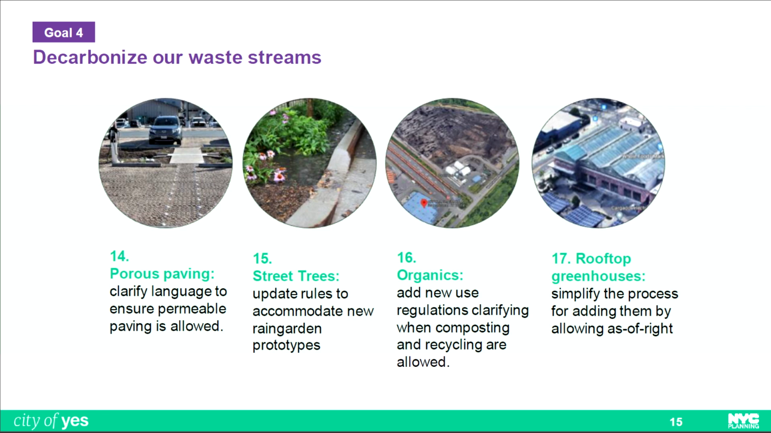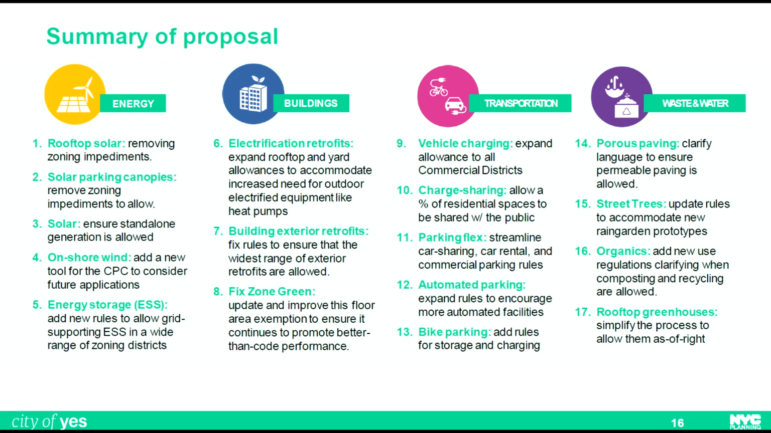So zoning can help decarbonize our waste streams in 4 key ways. The first, permeable pavers. We are seeking to clarify zoning's paving rules to ensure that permeable paving, which allows water to infiltrate into the soil right where it falls, is always allowed. Second, with street trees, updating our zoning street tree requirements to allow for new high-performance tree bed types like connected tree beds and rain gardens.